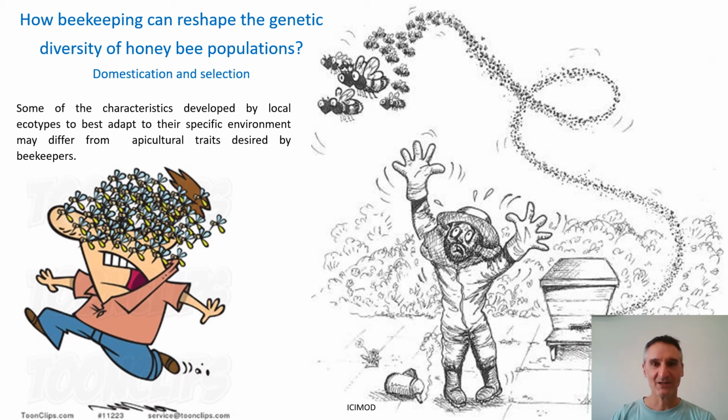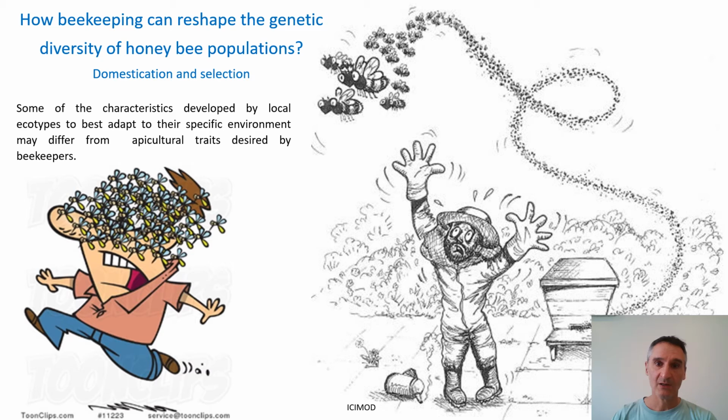Some of the characteristics developed by local ecotypes to best adapt to their specific environment may differ from apicultural traits desired by beekeepers. For example, producing large quantities of honey may not be a priority to bees adapted to tropical climates, where they can forage more or less year-long. These colonies may also have a high absconding trend in order to move the location of their nest following successive flower bloom. Bee populations exposed to predators may have developed strong defensive behavior.